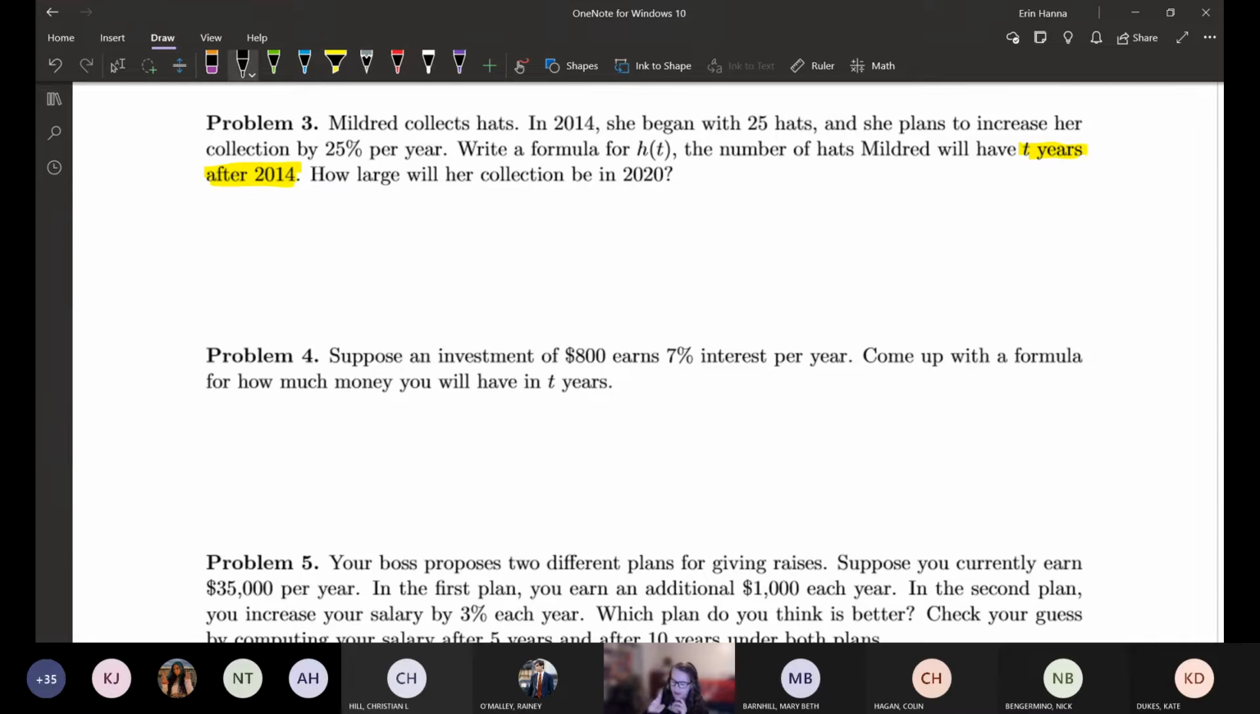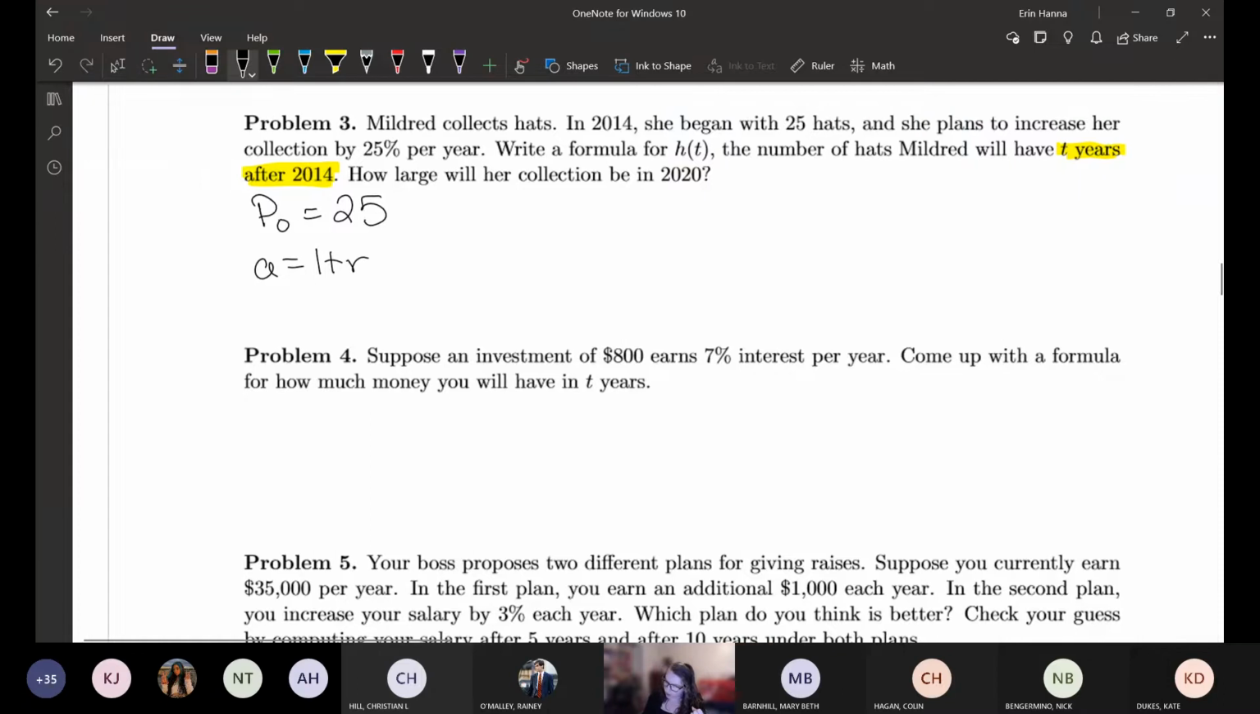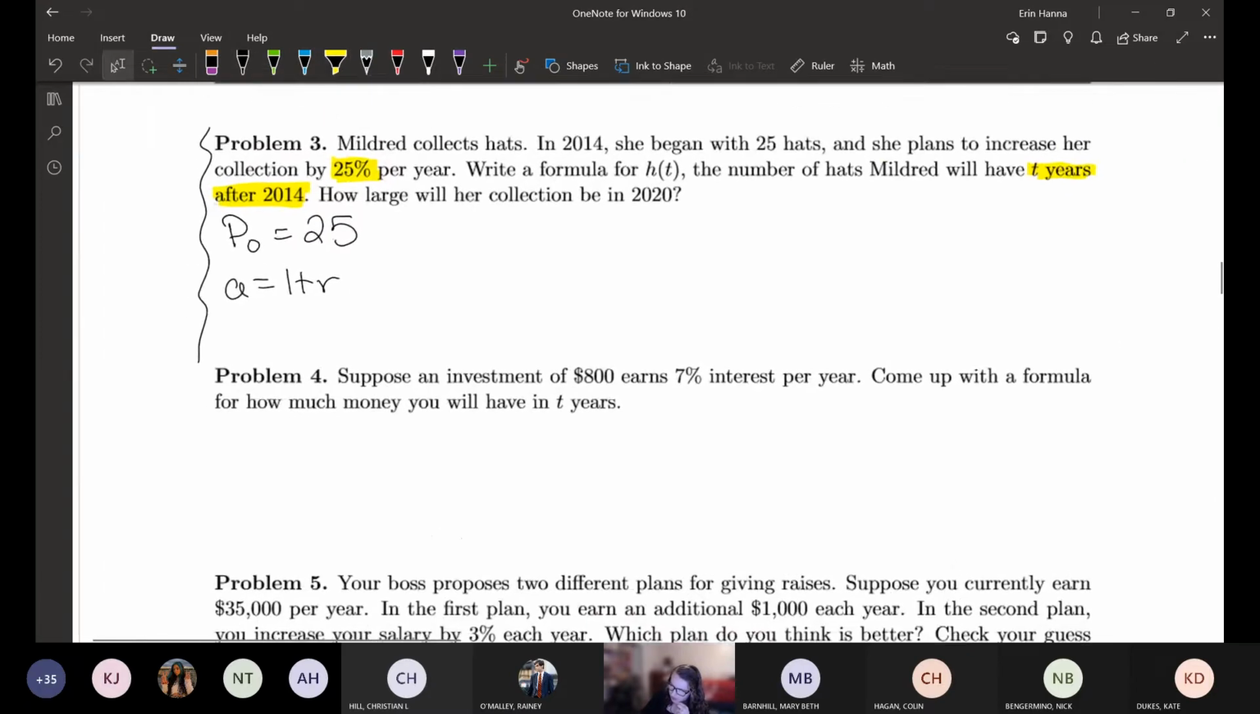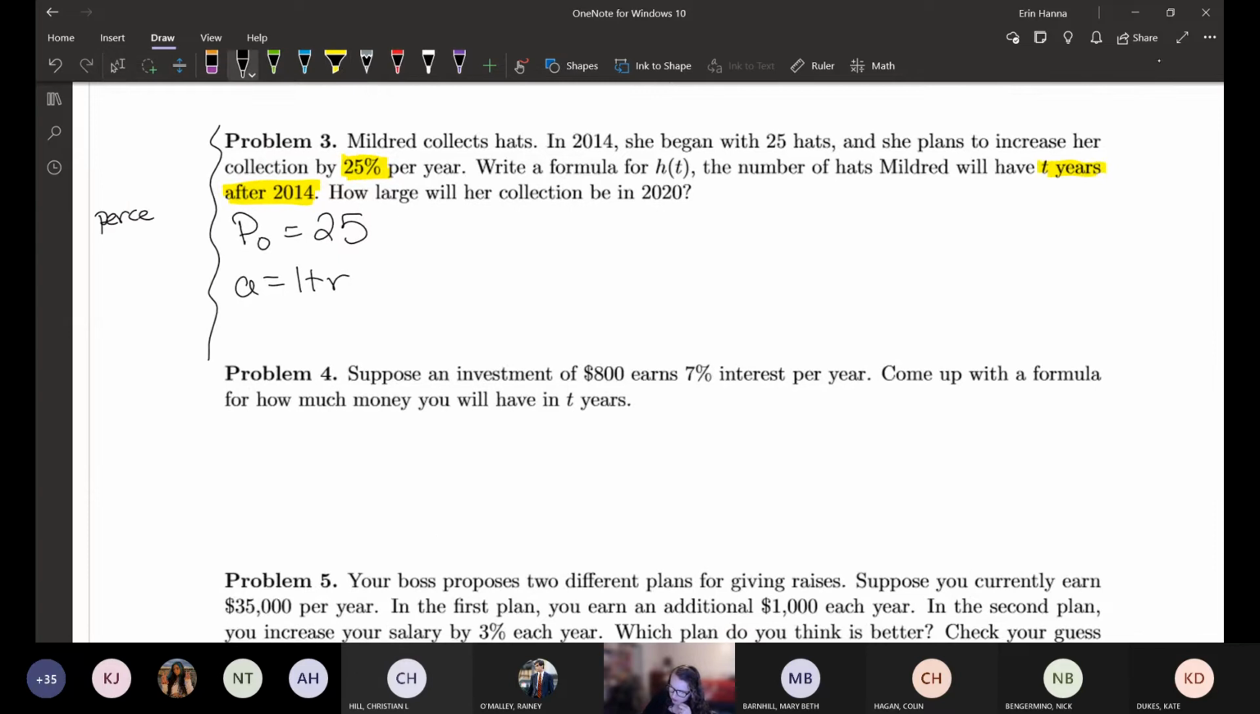So to write an exponential function, we need two things. We need the initial value and we need the base, which might be made up of a 1 plus r. Now, the initial value is essentially the value that you start with. We're told that she starts with 25 hats, so the initial value is going to be 25. Now, off to the side here really quick, we're told that this is going to grow by 25% per year. If you see the word percent or the word rate or something like that, it's going to give you the r value.